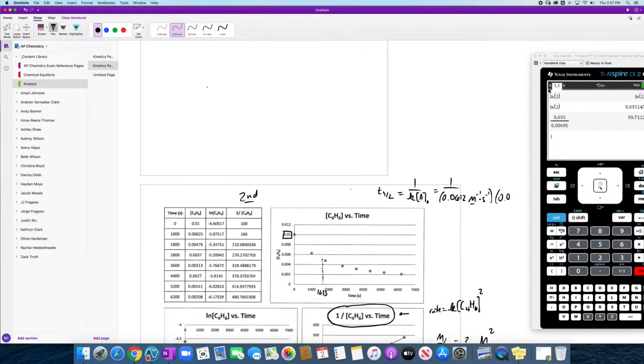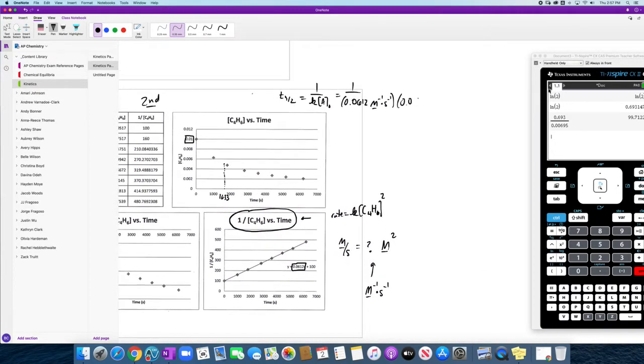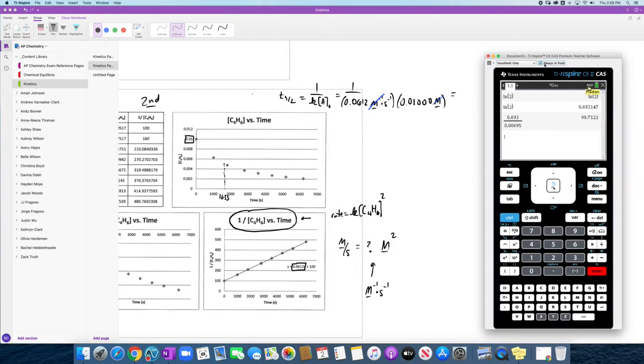With 4 significant figures. Okay, now look at the units. Molarity and molarity to the -1 divide out, and we've got per seconds in the denominator. And so let's evaluate the numbers. Grab the calculator, pull this over here.